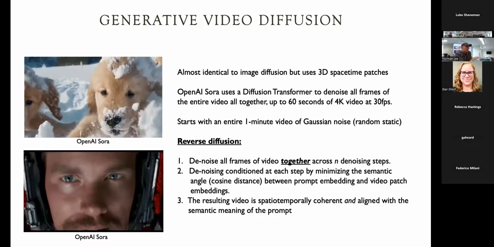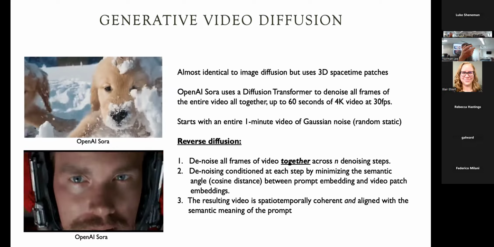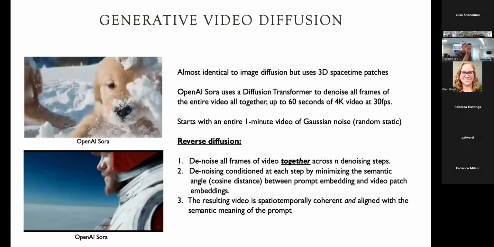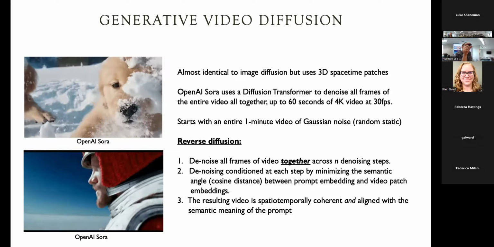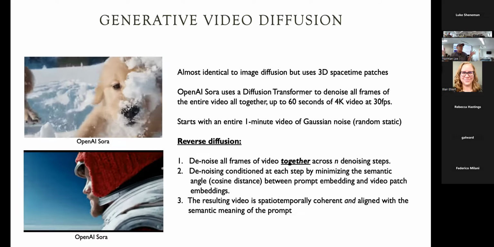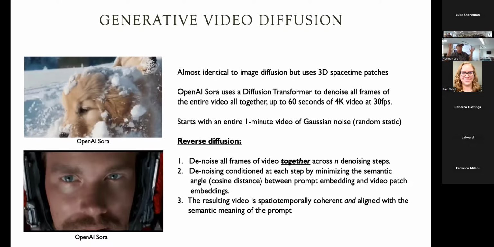And so again, OpenAI Sora, which I think will be released soon, we'll see, uses a diffusion transformer to denoise all the frames of an entire video all at once. So it can do up to a full minute of video at 4K, 30 frames per second. But what it does is it starts with a minute of just static video, right? Just garbage video, the whole thing, and denoises it all at once.